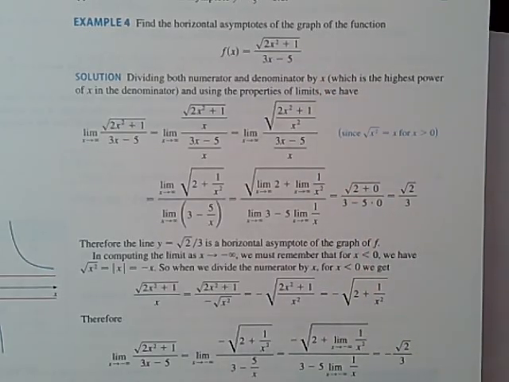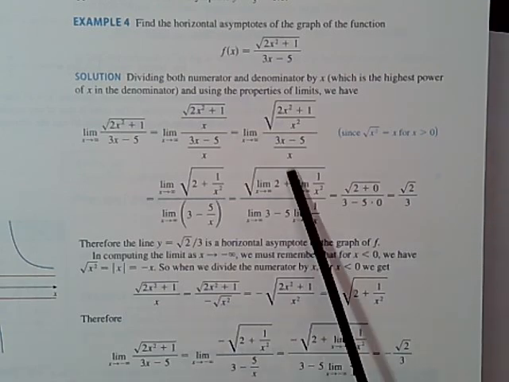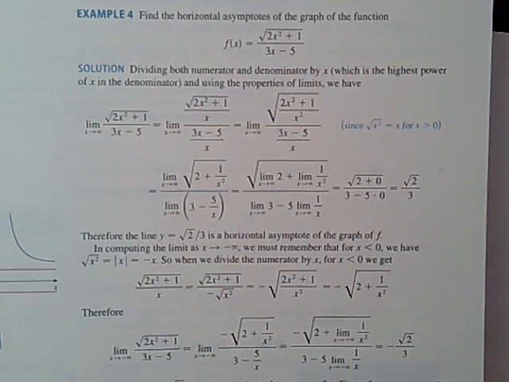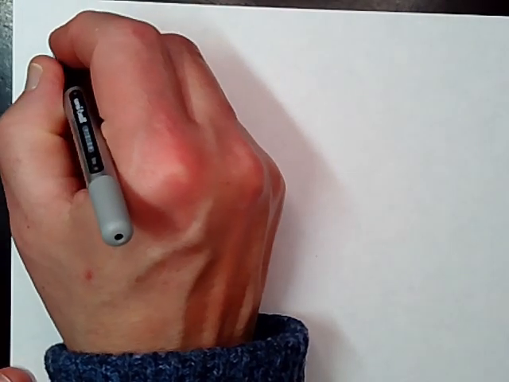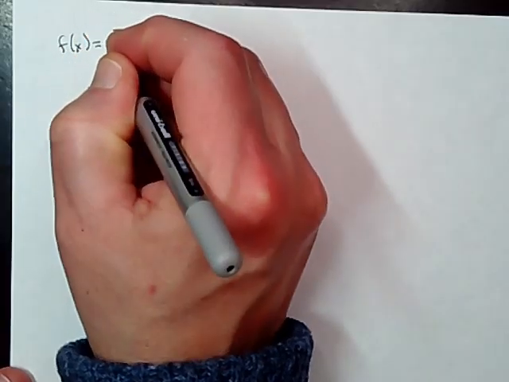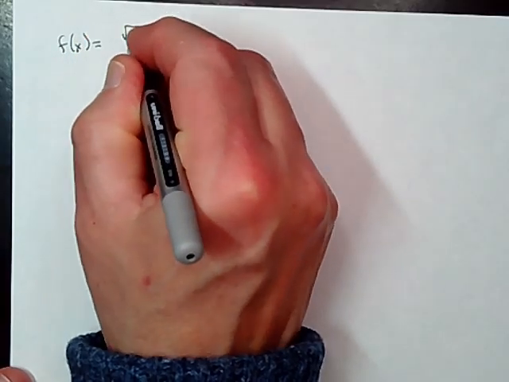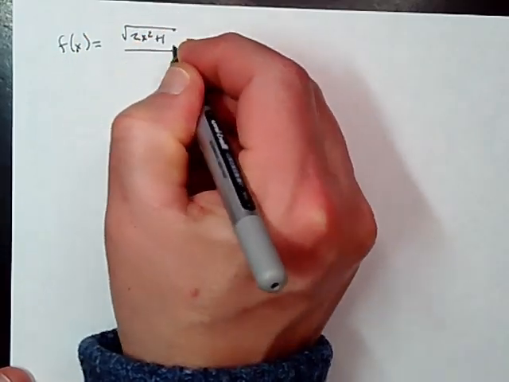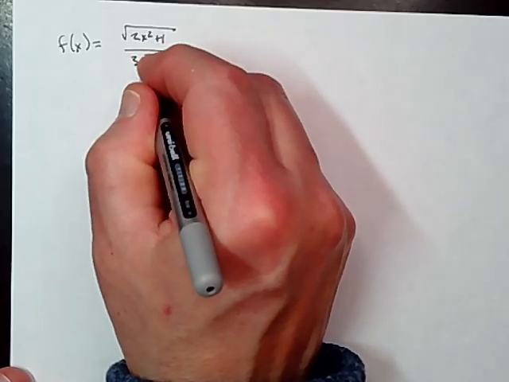I'm going to copy that to my paper because I want to talk about what's done here in just a second. So the limit as x goes to infinity and x goes to minus infinity, we're looking here at f of x equals square root of 2x squared plus 1 over 3x minus 5.